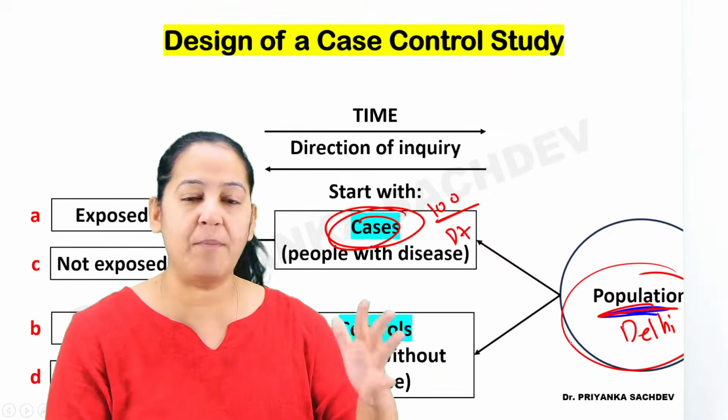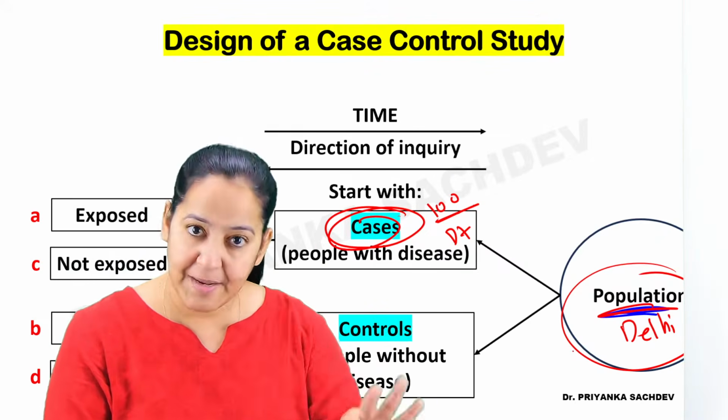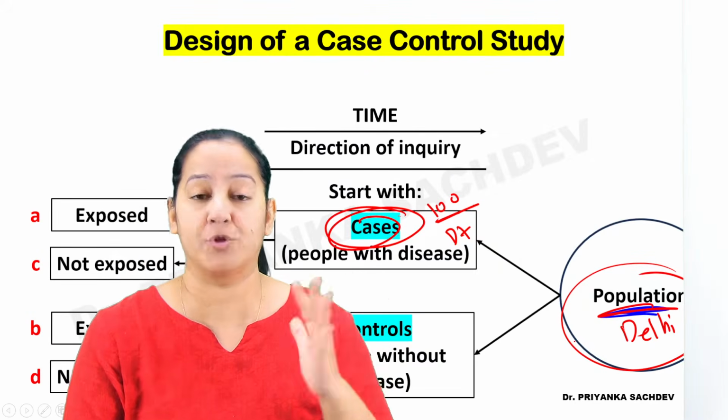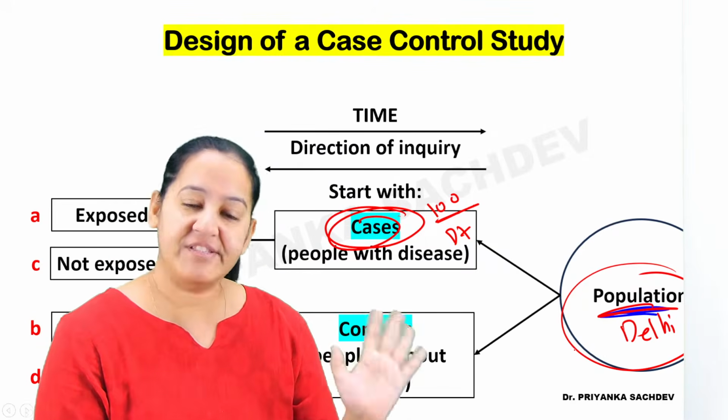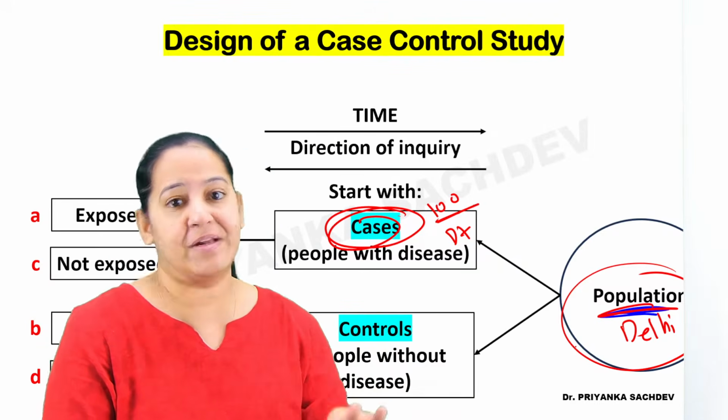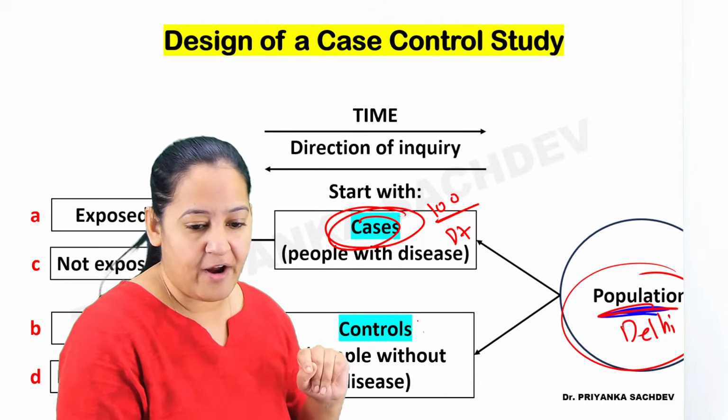Okay, it depends from hypothesis to hypothesis. Currently, my hypothesis is smoking leads to lung cancer. So my disease is lung cancer. So I have taken 100 patients who have the disease. So disease present. Okay, and I will take 100 controls.